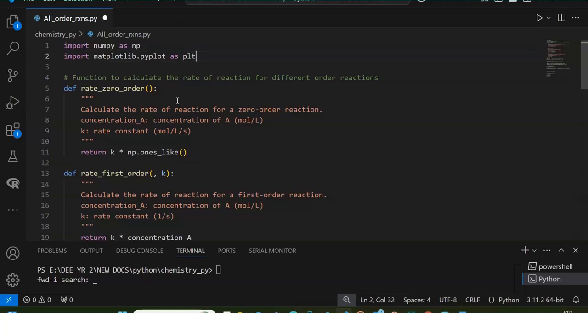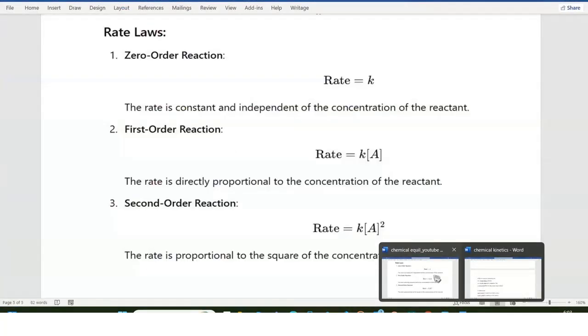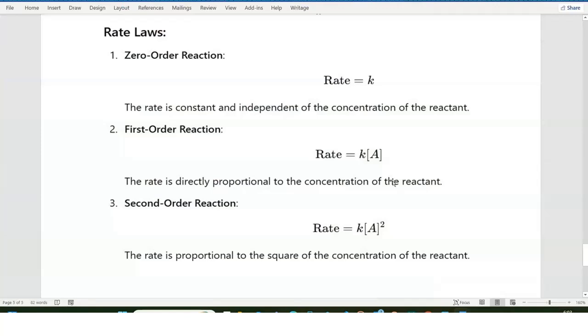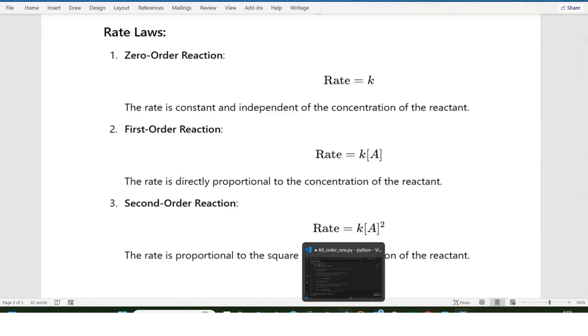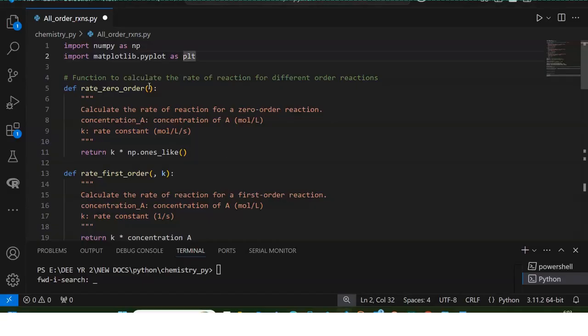Now we are going to be defining the zero order rate. Like we saw earlier, we are looking at three rate laws, and these are the three that we must put in our program. We are beginning with the zero order reaction, so we are going to have a function that calculates the rate of reaction for a zero order reaction.